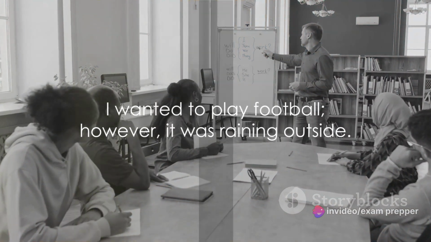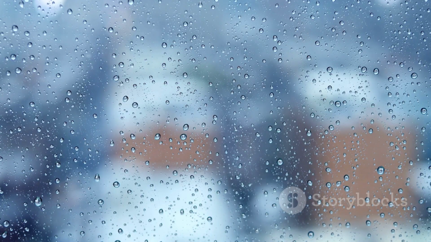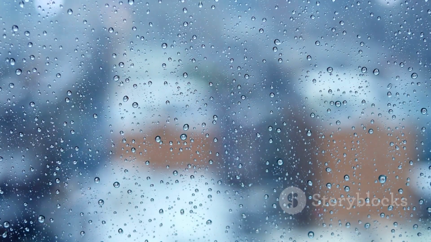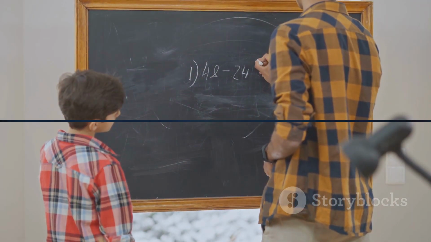"I wanted to play football, however, it was raining outside." Here, the two contrasting ideas are the desire to play football and the reality of the weather. The conjunction "however" connects these contrasting thoughts, creating a compound sentence that provides a richer, more nuanced understanding of the situation. That was the second example. Let's move on to the third one.